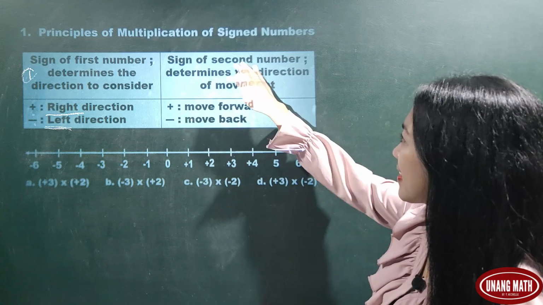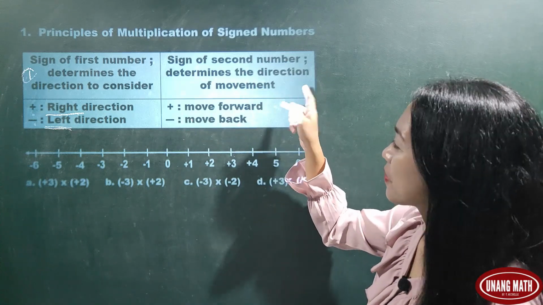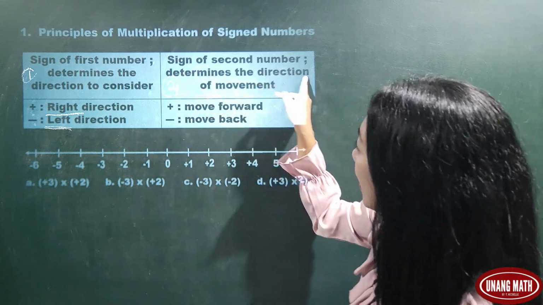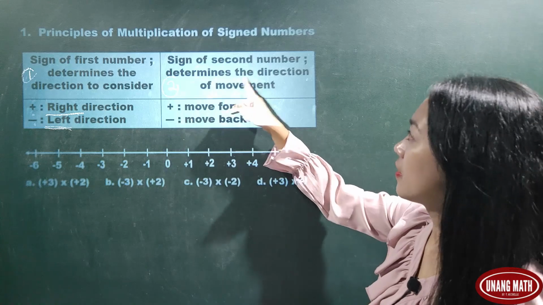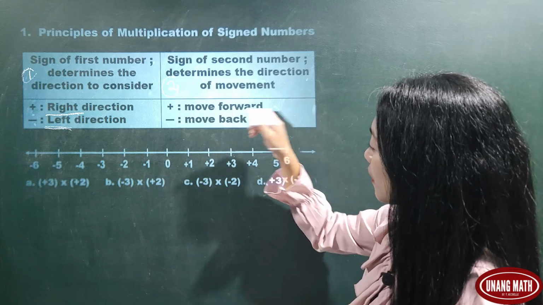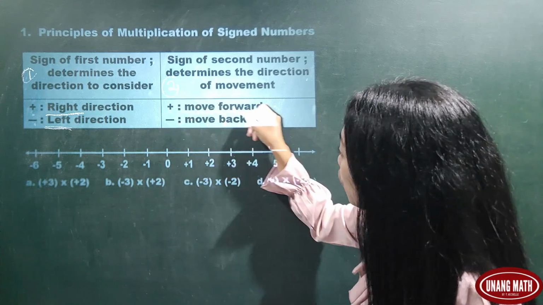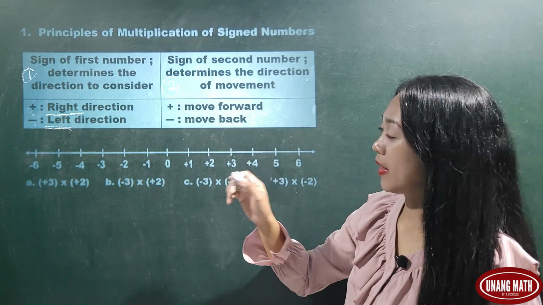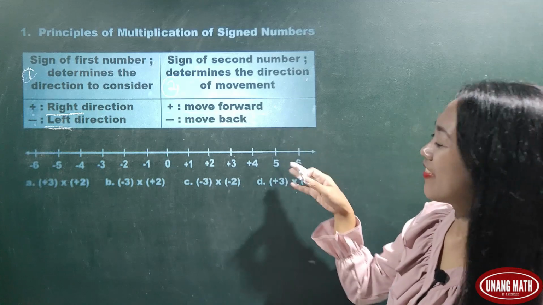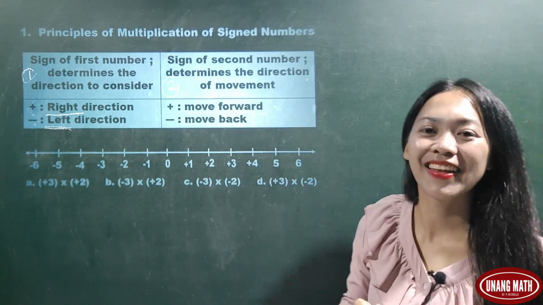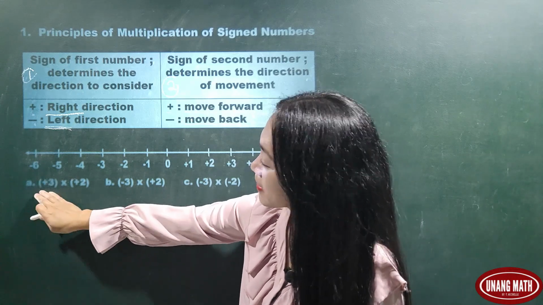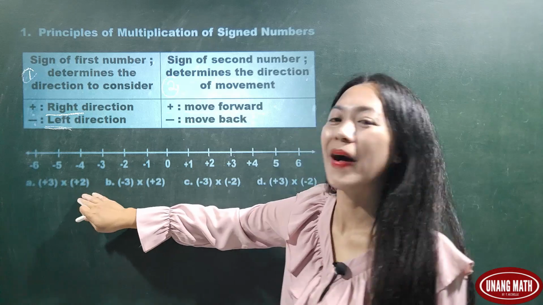Now, let's go to the second number. And this is the second principle that you need to remember. So the sign of the second number determines the direction of movement. If the sign of the second number is positive, then we need to move forward. But if the sign is negative, then we need to move back. Let's give an example for you to understand these concepts. We have here this first example, positive 3 times positive 2.